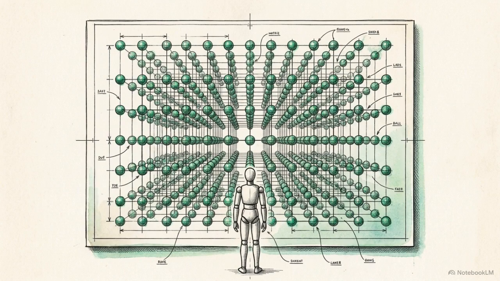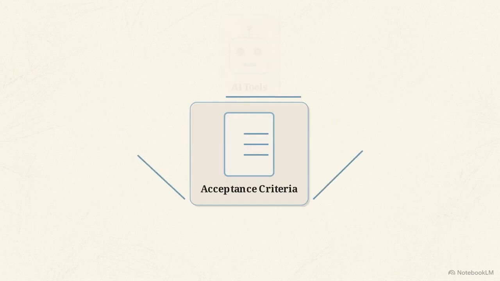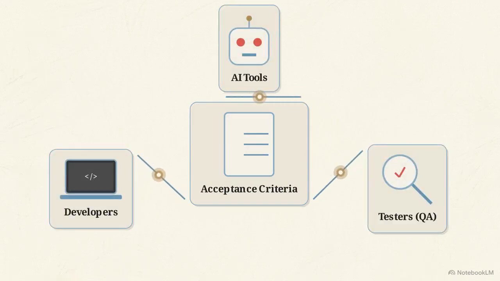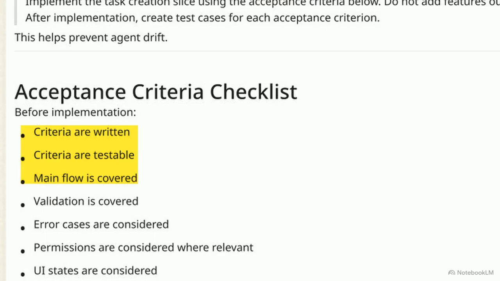Quality assurance teams use these same instructions to generate a testing matrix, ensuring they verify the exact behaviors the system was designed to execute. Clear criteria keep developers, AI tools, and testers aligned on the same objectives throughout the development lifecycle. This checklist outlines a pre-implementation routine.